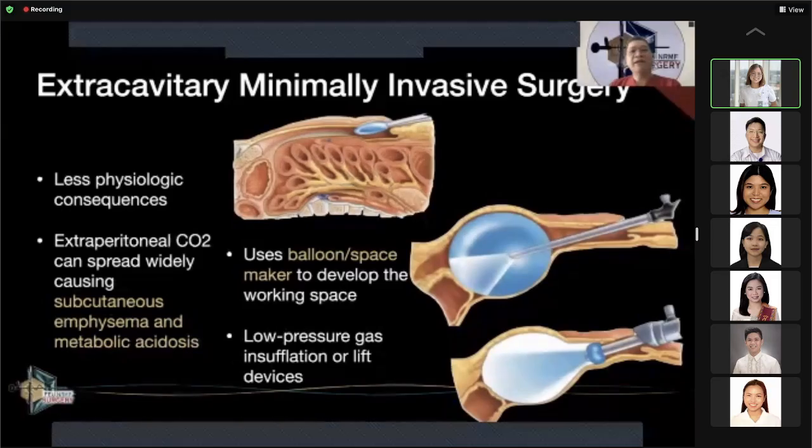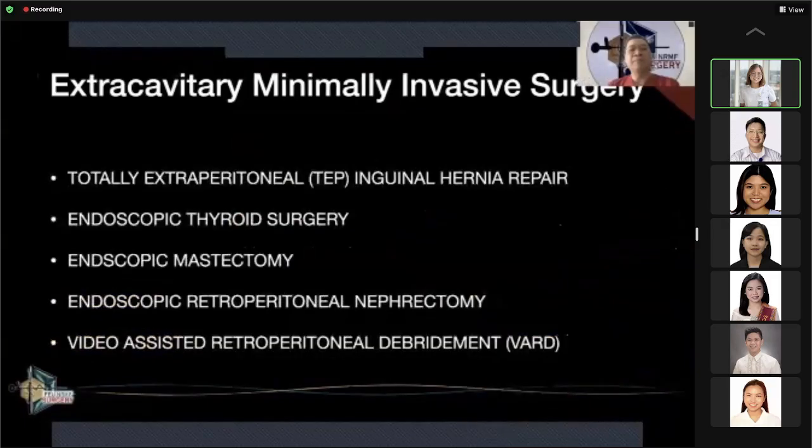Extracavitary minimally invasive surgery is a special procedure in which the surgeon makes or develops his working space. So an example of this are the totally extraperitoneal inguinal hernia repair. So the repair of inguinal hernia, there are two types, no? The TEP and the TAPP. The TAPP is transabdominal, so you have a working space.